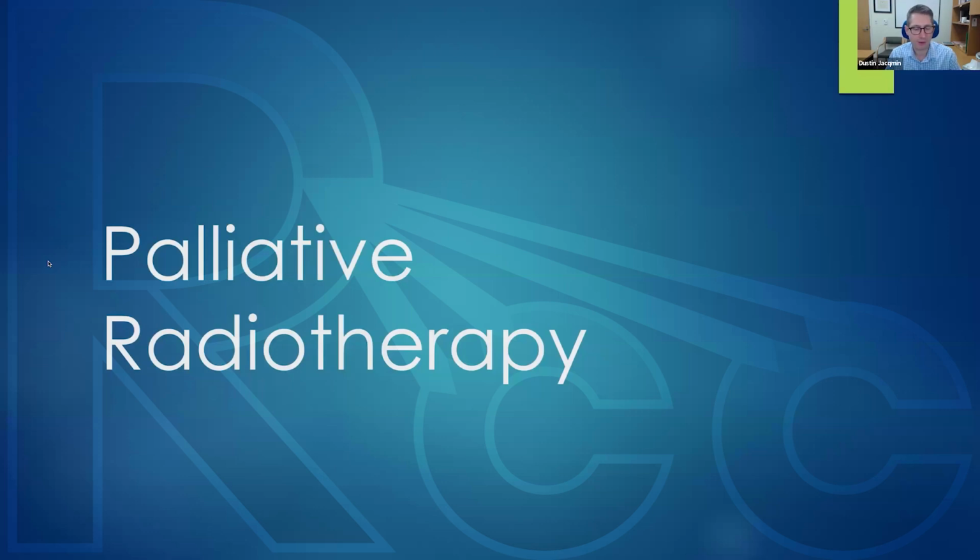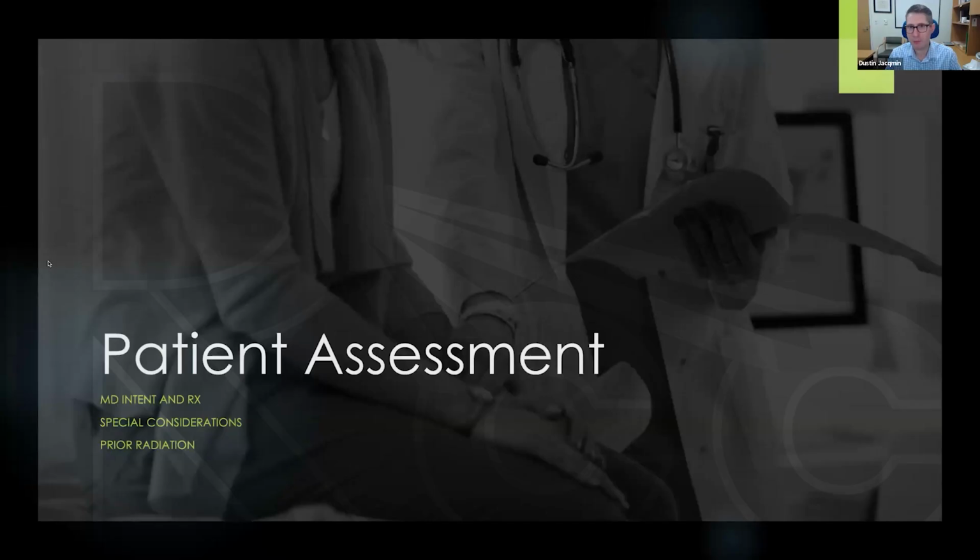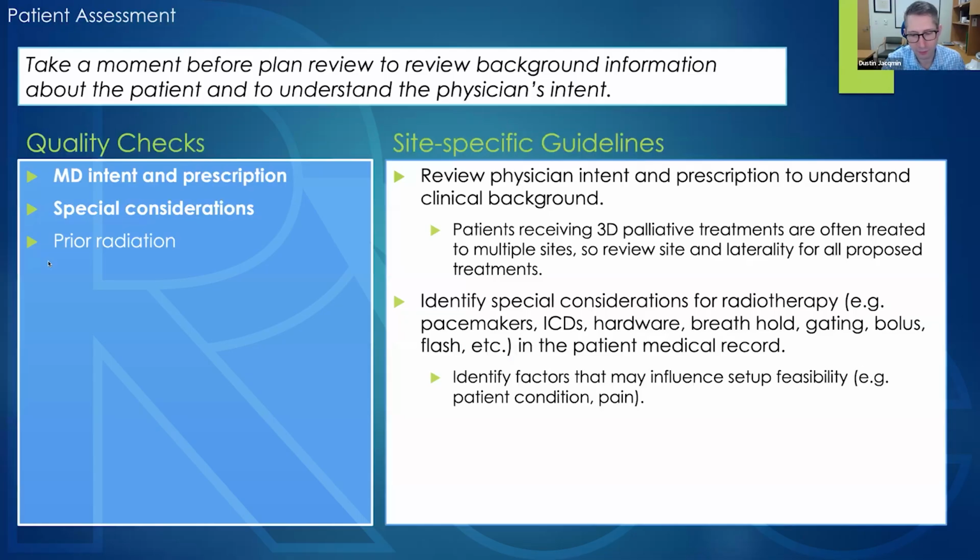So let's start with palliative radiotherapy. For each of the three topics, I'm going to start with patient assessment. In each case, we've talked about this week after week, but patient assessment is always the first step of physics plan review, and it's one of the most important. It's where you have an opportunity to orient yourself and ground yourself in the patient's history and situation, learn a little bit about what happened to them that brought them to you, so that you can approach the physics plan review process with the right mentality and the right information.